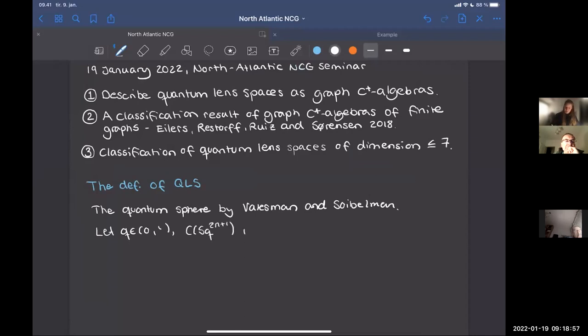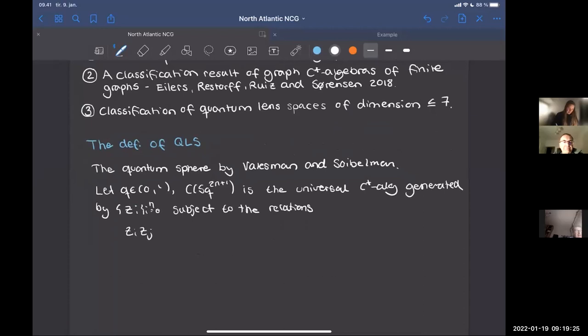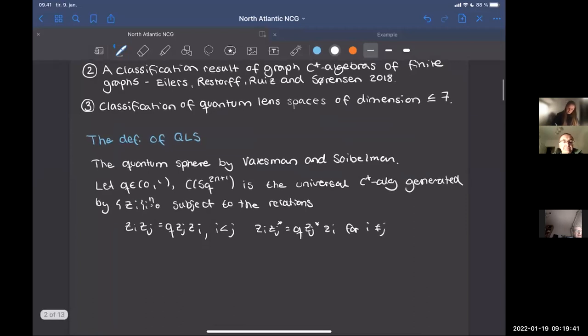The C*-algebra of it is the universal C*-algebra generated by n+1 elements z_0, ..., z_n, subject to the following relations. We have that z_i z_j = q z_j z_i when i is less than j, and z_i z_j* = q z_j* z_i for i different from j. And if i and j are the same, then z_i* z_i = z_i z_i* + (1 - q^2) times the sum of z_j z_j* over j greater than i.